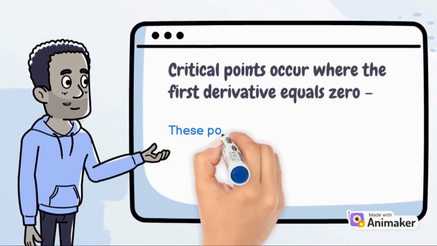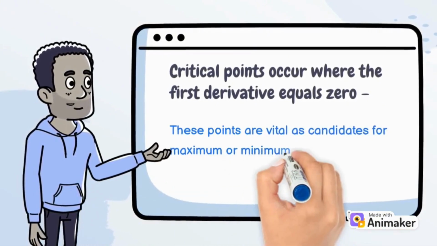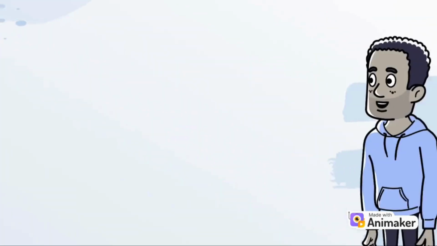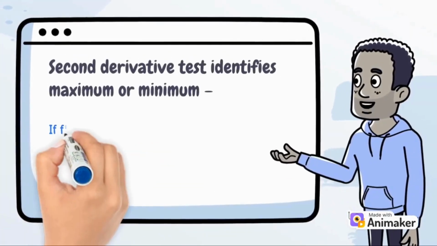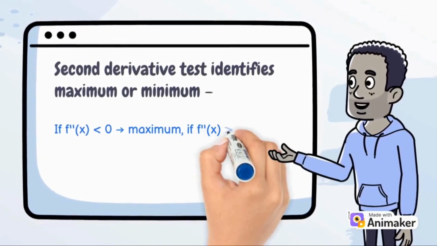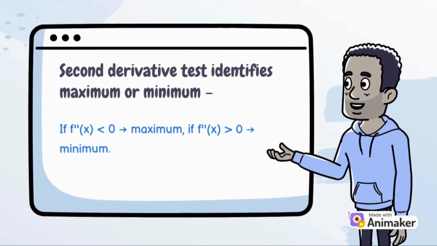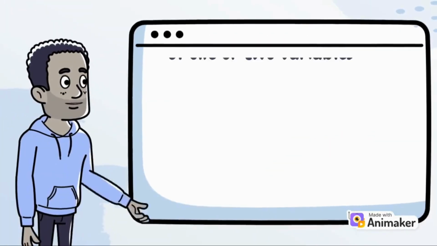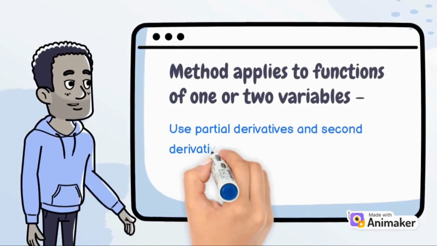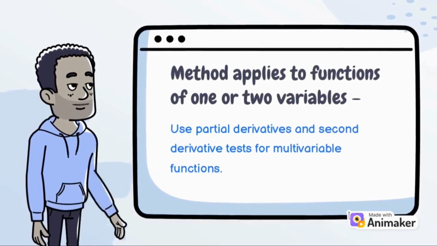Critical points occur where the first derivative equals 0. These points are vital as candidates for maximum or minimum values. The second derivative test identifies maximum or minimum: if f''(x) is less than 0, it is a maximum; if f''(x) is more than 0, it is a minimum. The method applies to functions of one or two variables. Use partial derivatives and second derivative tests for multivariable functions.